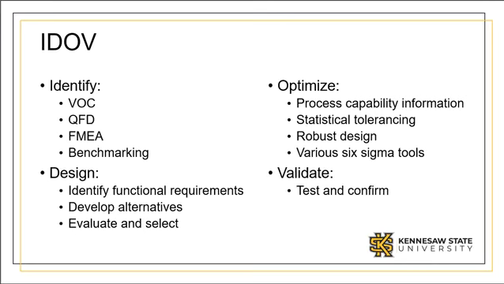We can identify through a team charter, voice of the customer, QFD, FMEA, and benchmarking. In the design phase, we emphasize CTQs, identify functional requirements, develop alternatives, evaluate, and select. In Optimize, we use process capability information, statistical tolerancing, robust design, and various Six Sigma tools to arrive at the optimum solution. Validate mandates us to test and validate the design.